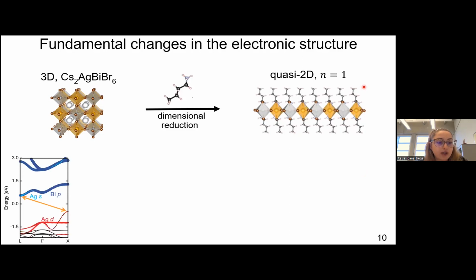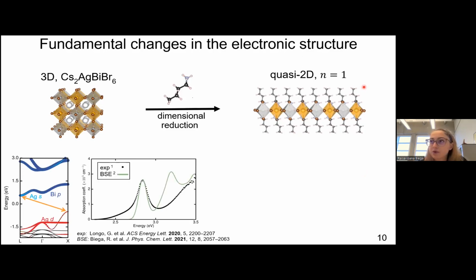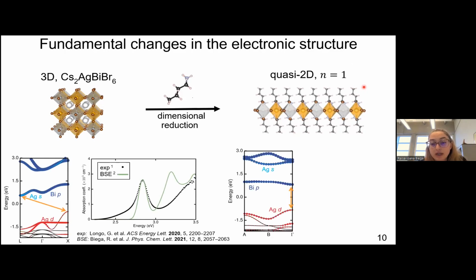So now for the 3D, we saw the band structure, we saw the absorption spectrum. For the 2D case, the band gap changes from indirect to direct, and this should affect the excitonic properties as well. And the question is, how does it affect the excitonic properties?